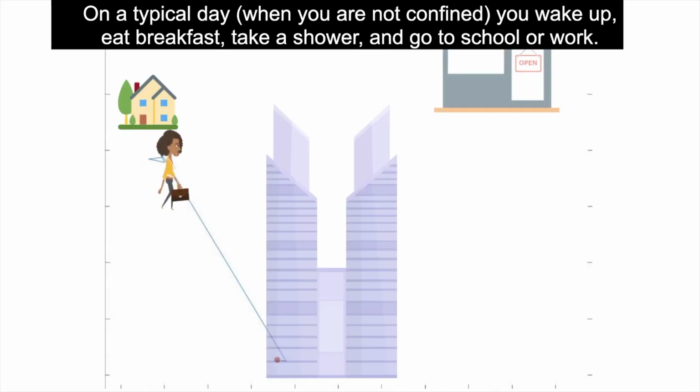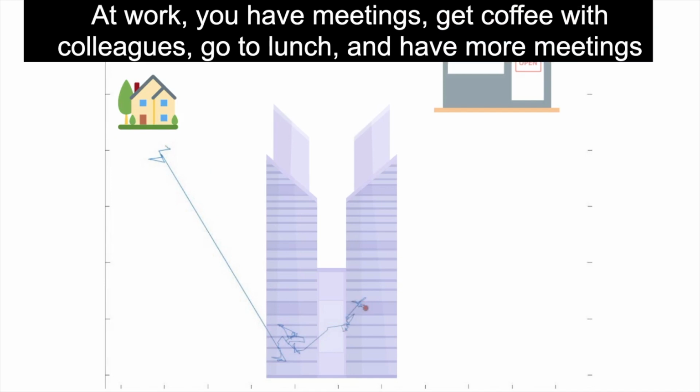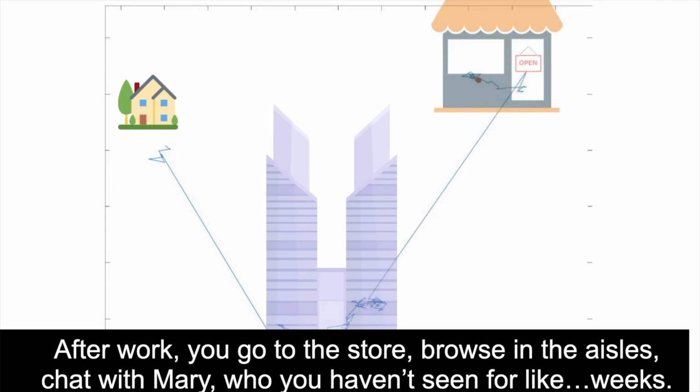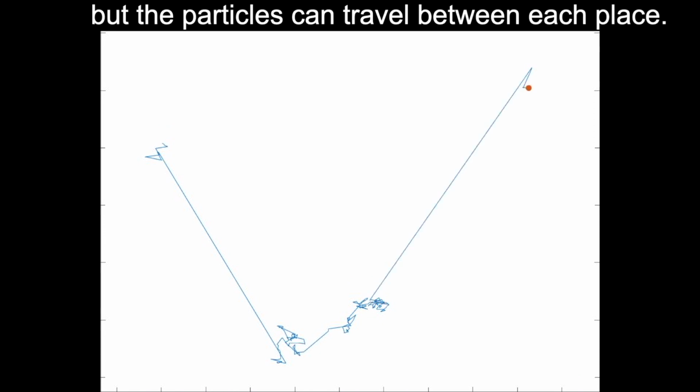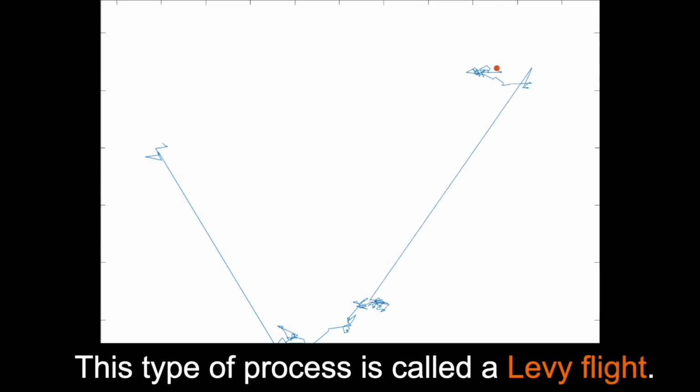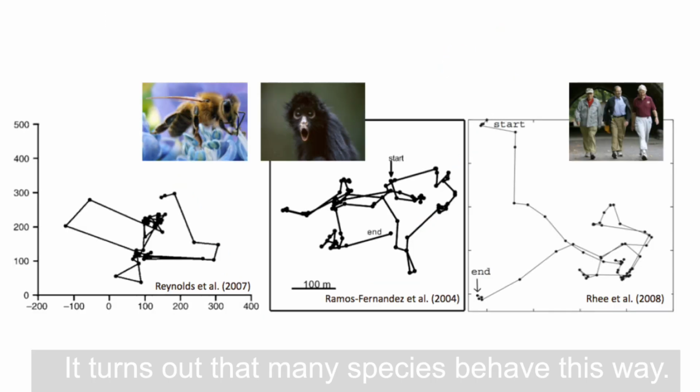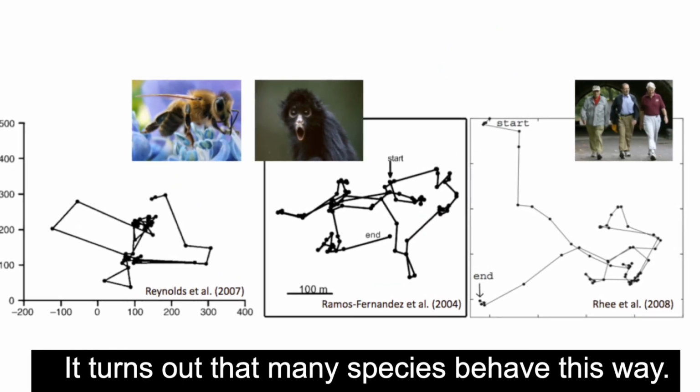On a typical day, when you are not confined, you wake up, eat breakfast, take a shower, and go to school or work. At work, you have meetings, get coffee with colleagues, go to lunch, and have more meetings. After work, you go to the store, browse in the aisles, chat with Mary, who you haven't seen for weeks. So there is a random walk-like behavior when you're at home, at school, at the store, but the particles can travel between each place. This type of process is called a levy flight. It turns out that many species behave this way.